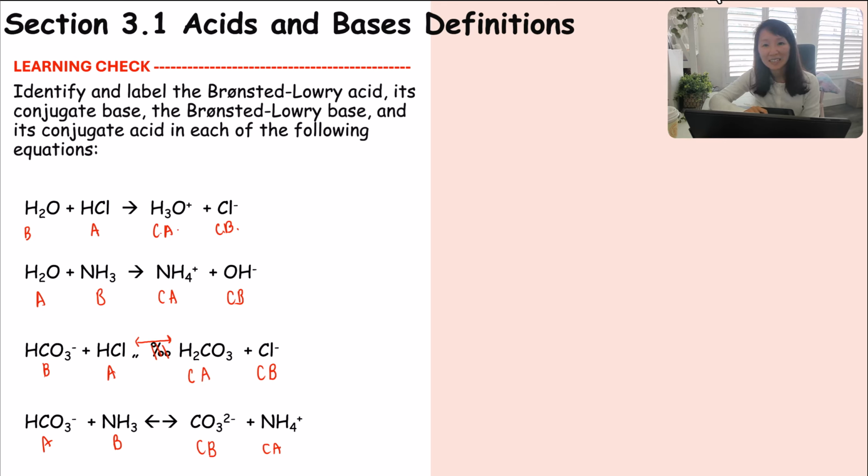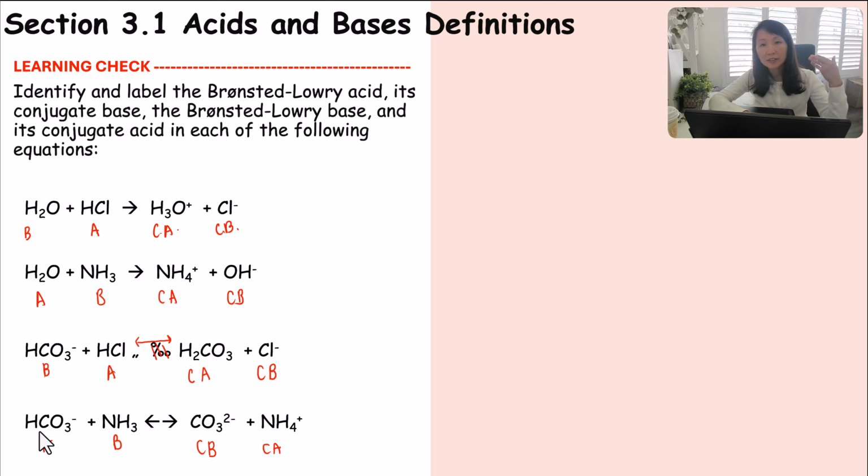And here is the key. Notice that in the first two, water reacts as a base, and in this particular equation water reacts as an acid, and that really depends on the counterparts it's mixed with. Now same for here. Notice that bicarbonate, HCO3 minus, is a base, but here it's an acid.